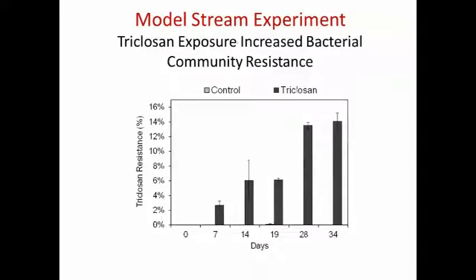However, there was a huge effect of the addition on triclosan resistance. This graph shows triclosan resistance and the number of days. The black bars are the triclosan-treated streams, and the gray bars that you cannot even see are the control streams. So a huge increase in resistance of the community in a relatively short period of time.